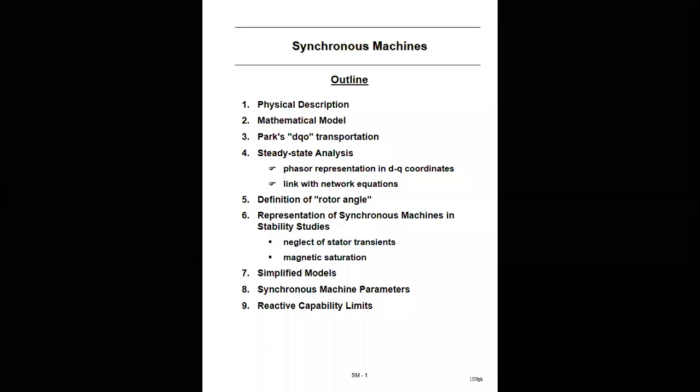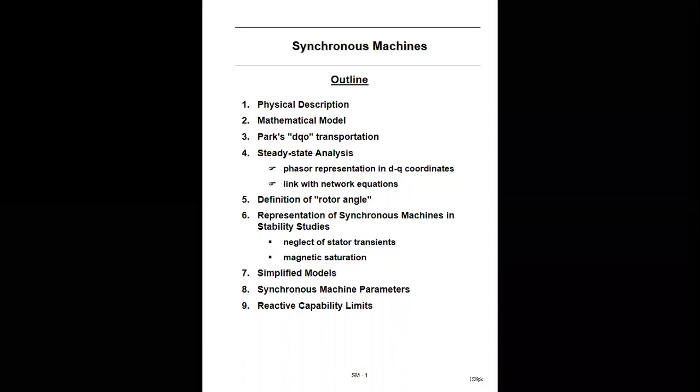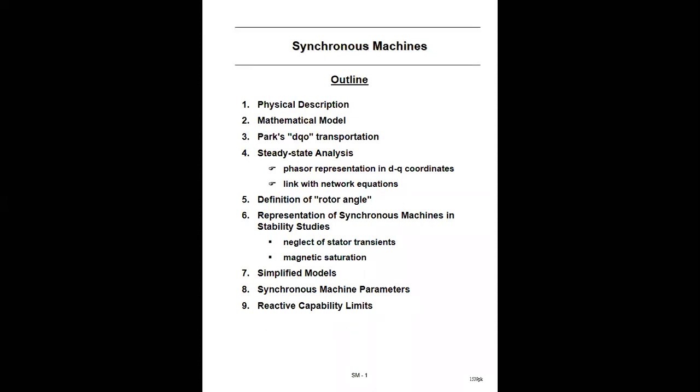Hello everyone, welcome back to the course Power System Operation and Control. In the earlier videos, we have discussed the basic operation and constructional details of the synchronous machine, as well as the mathematical modeling and equations of the synchronous machine with respect to the stator and with respect to the rotor as well. Now, from this lecture onwards, we will discuss the modeling of the synchronous machine.